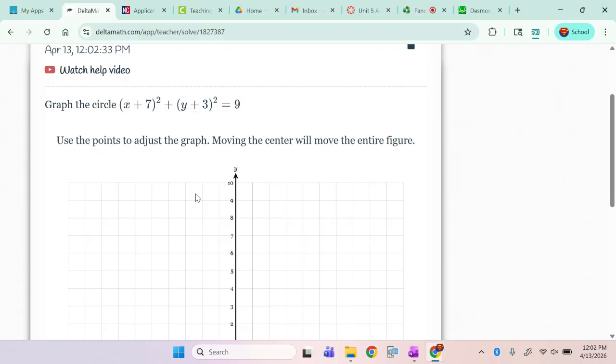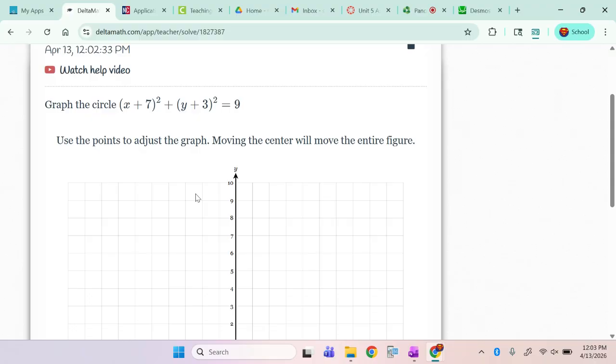Now, whenever you graph a circle, the very first thing you should do is look at the equation and identify the center point and the radius. So, what do you guys think my center is going to be? Negative 7, negative 3. Since these are both positive, and remember it's negative originally in the formula, we flip the signs. What do you guys think my radius is? 3. Because we got to take the square root of 9.